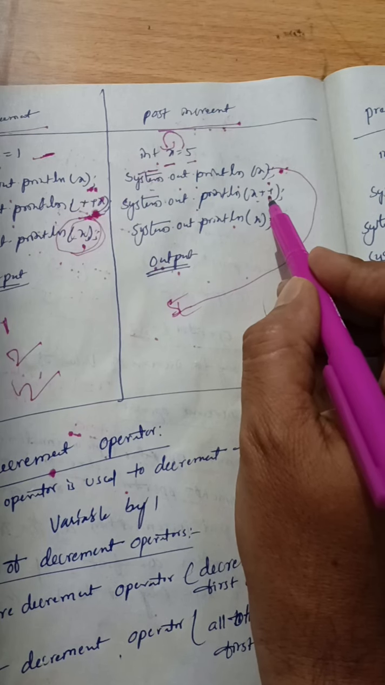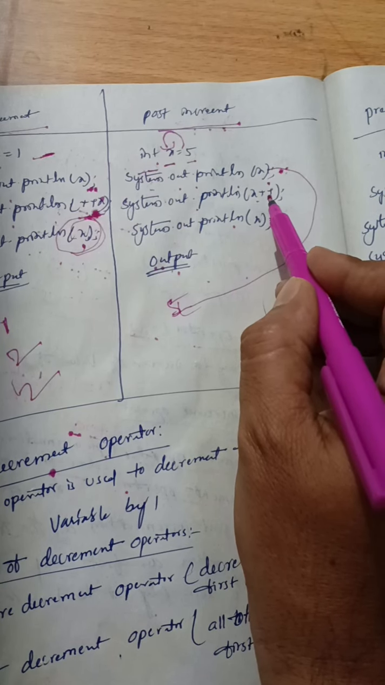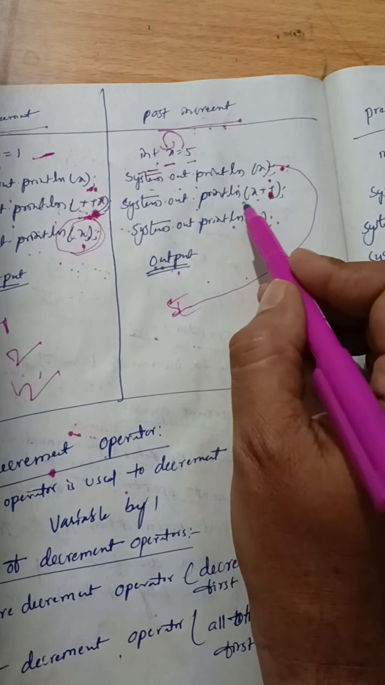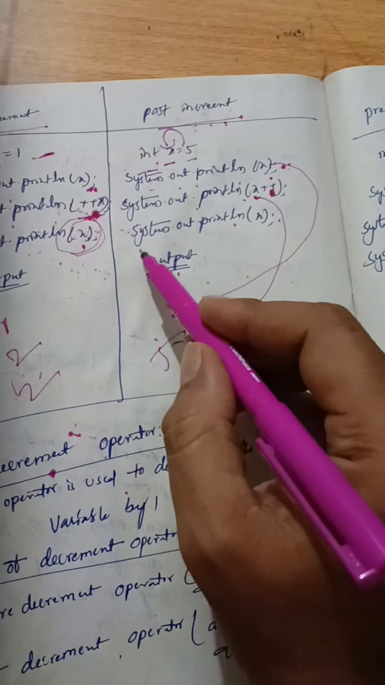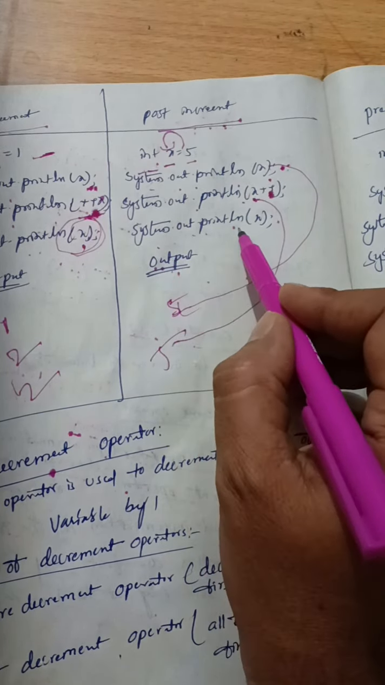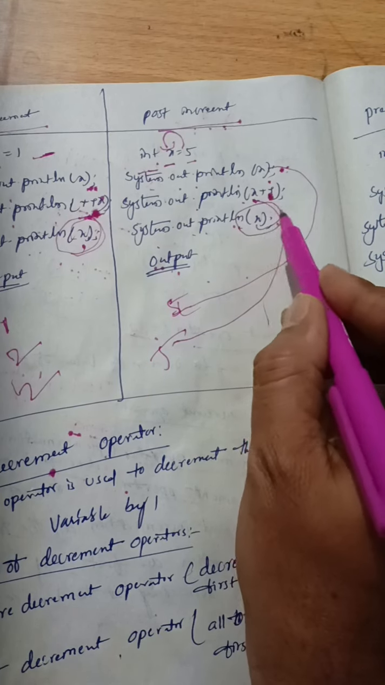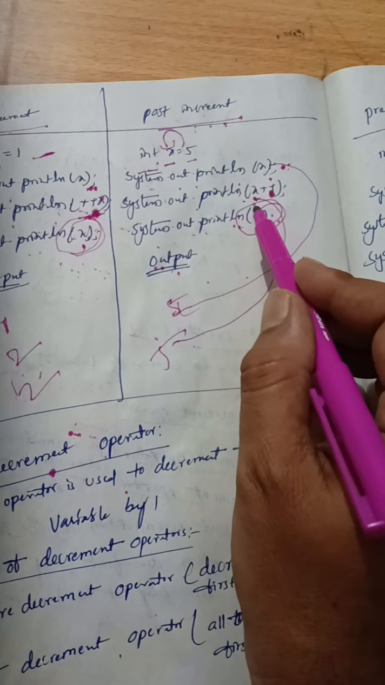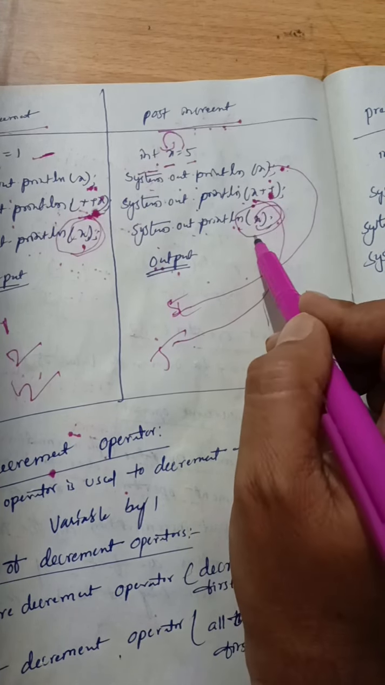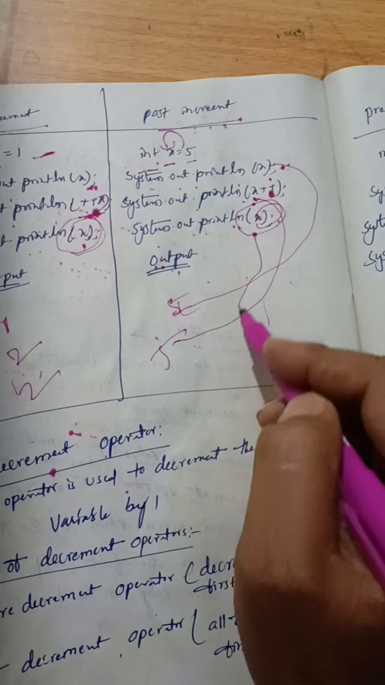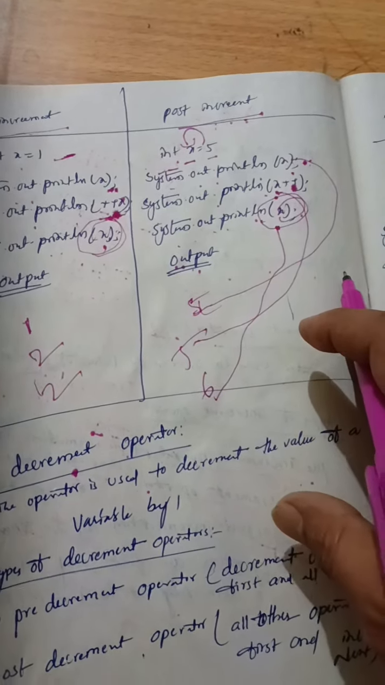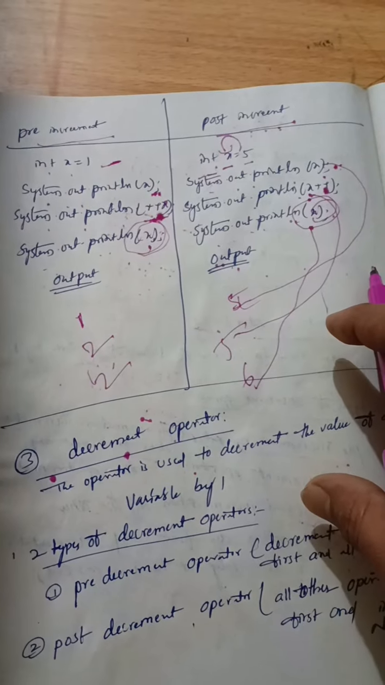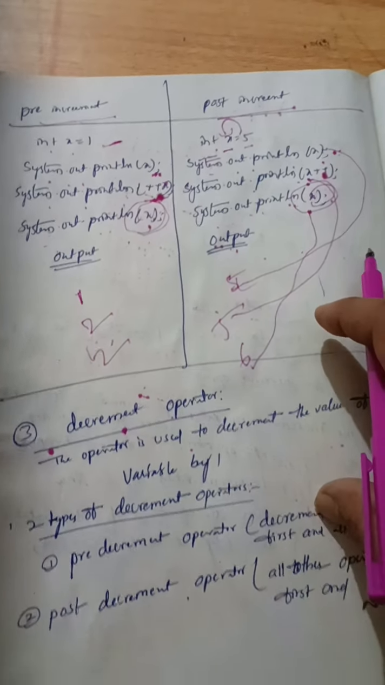x++ means all of the other operations are first, and incrementation is last. First all of the operations, here just the printing. Okay, we print 5. The printing is done. Next we go to the increment operation. What is the incremented value? 6. This is called the pre-increment and post-increment.